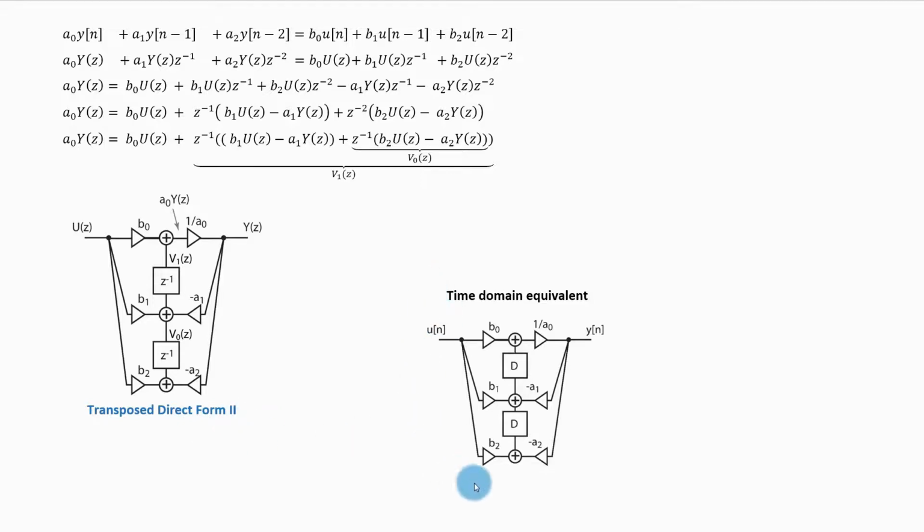This is the equivalent in the time domain. Again, the structure is the same, except instead of z images, you have the time domain signals, and instead of multiplication by z to the minus 1, you have time delays.